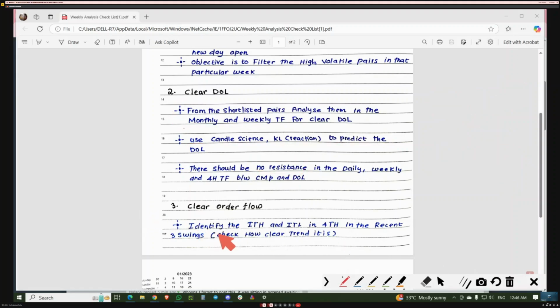And then we need to identify the order flow. The order flow is nothing but the trend actually. I will explain order flow in the chart. I hope you remember the ITH and ITL, right, sir? Yes, intermediate high and intermediate low. These are the fractal highs and fractal lows. Having some lows like this will create a clear trend. For example, I will explain this in the chart also.